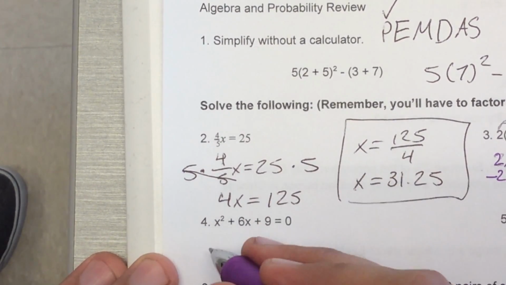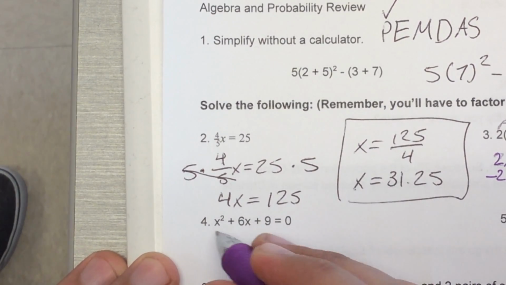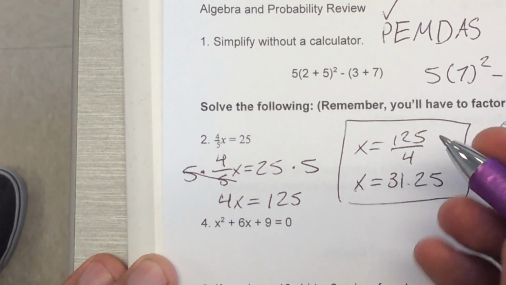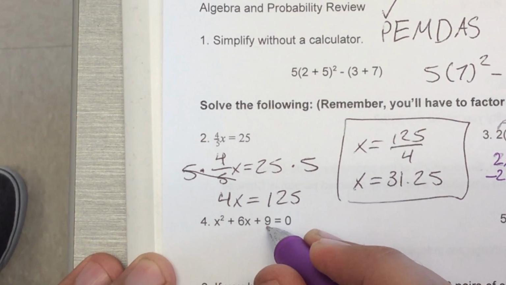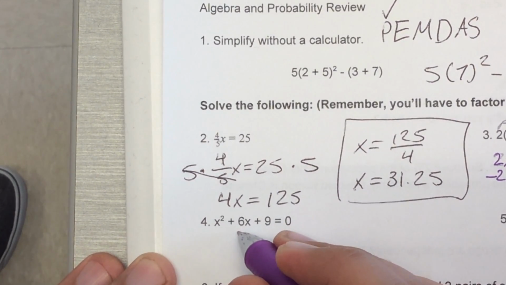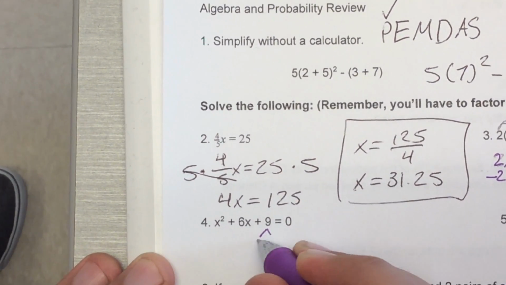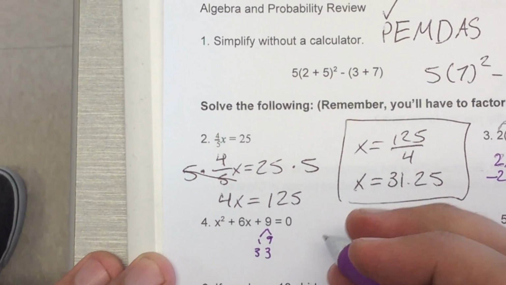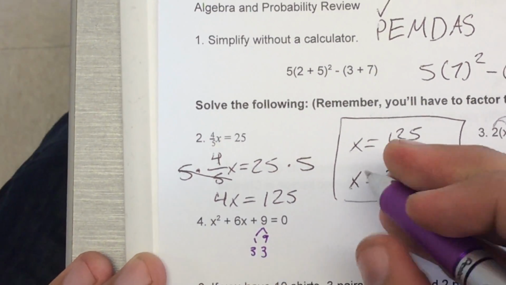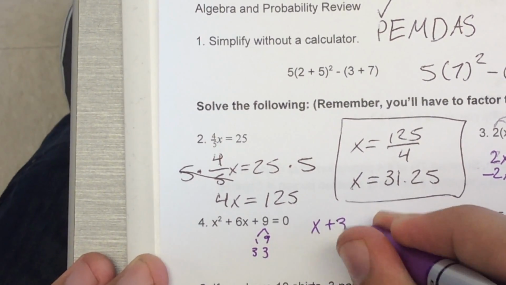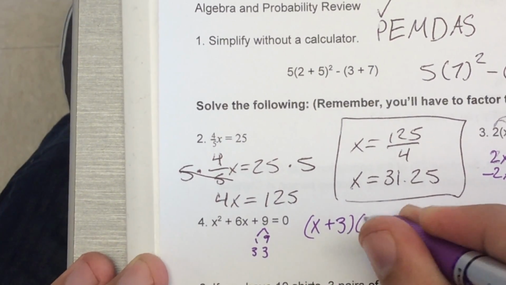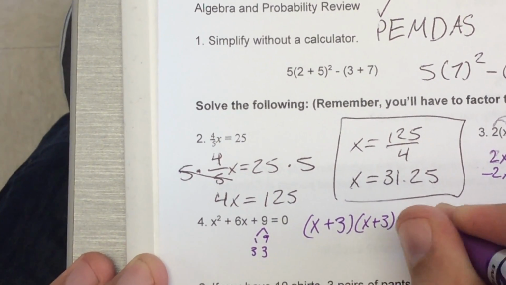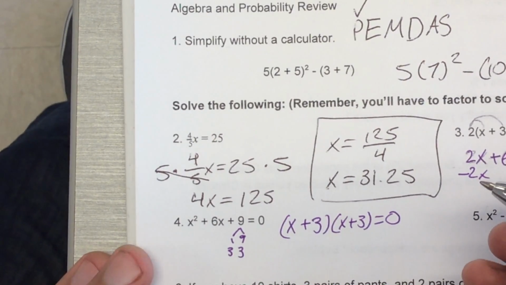If we've got this, if there's no coefficient on here, basically all we have to do is figure out what multiplies to 9 and what adds to 6. So it's either 1 and 9 or 3 and 3. Looks like this will add up to positive 6 here. So we're going to say x plus 3 times x plus 3 equals 0.